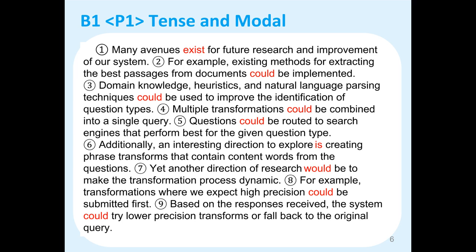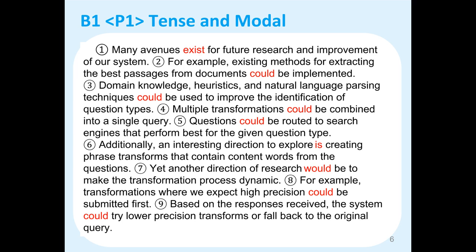Could is the perfect choice because it presents the potential for an action, the technical capacity, without committing the researcher to performing it. We also see the simple present tense used for foundational statements. Many avenues exist, sentence 1. This is a statement of current opportunity that justifies the ensuing speculation.